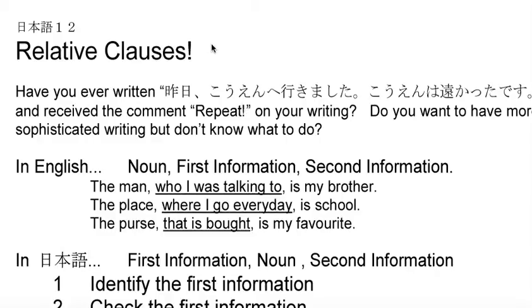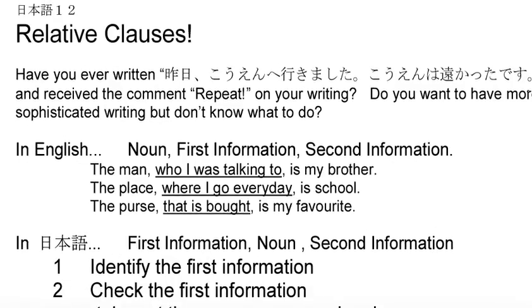So relative clauses, or sometimes we call them in English subordinate clauses, or any kind of clause. Anyway, a relative clause is what we are used to seeing as the man who I was talking to, the place where I go every day, the person that I bought is my favorite. So relative clauses are essentially where you're giving two pieces of information about one thing. For the man, we're giving two pieces of info: it's who I was talking to, and he is my brother.